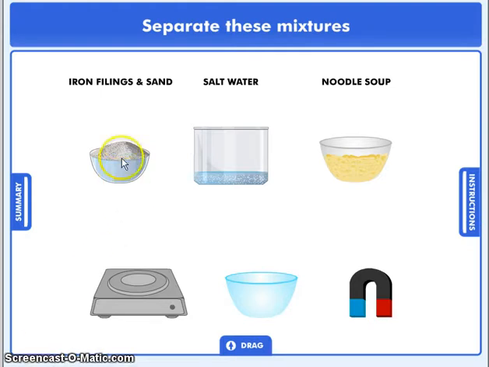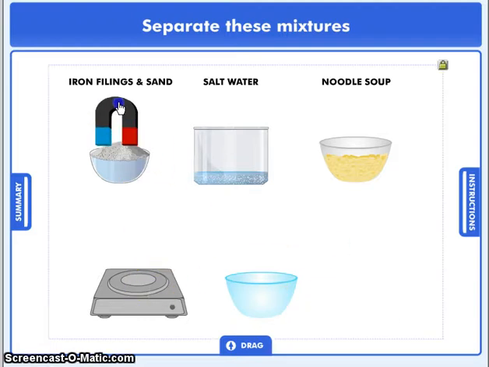The first one that we have is iron filings and sand. Of course, if you know anything about iron, you know that it's a metal, so it would be magnetic. So I would want to use a magnet, and that would separate out the iron filings from the sand that is left in the bowl.